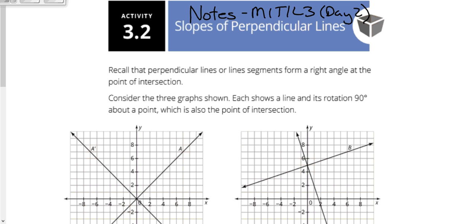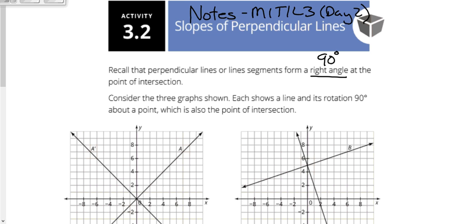Okay. All right, so we are going to talk about slopes, and we're going to be writing equations of perpendicular and parallel lines. So that's what the focus is today. We need to recall that perpendicular lines form a right angle. So a right angle is just another way of saying a 90-degree angle, at the point of intersection.